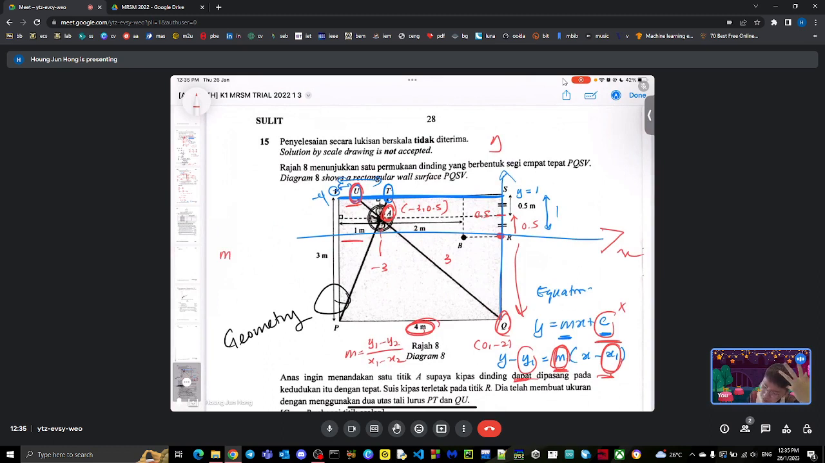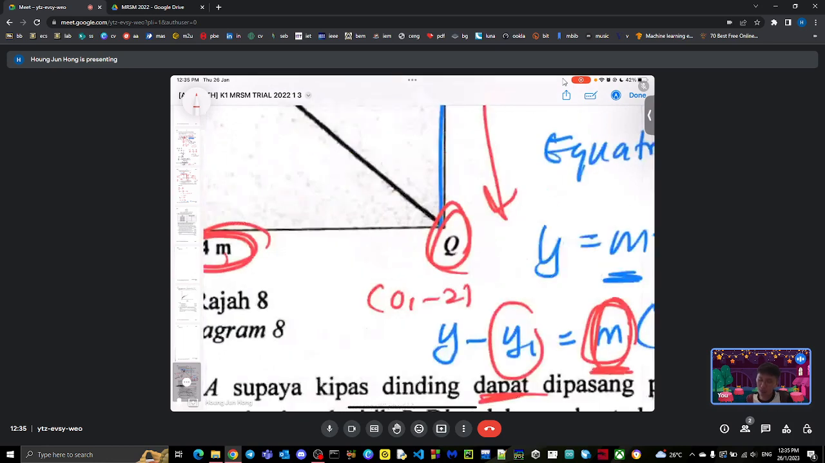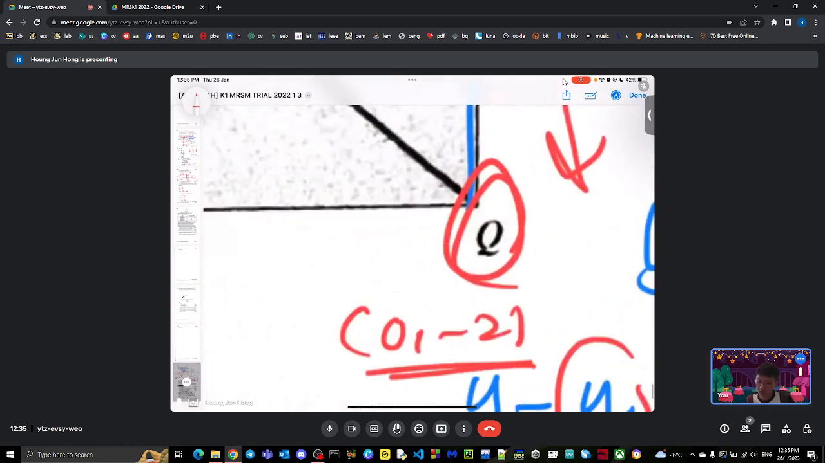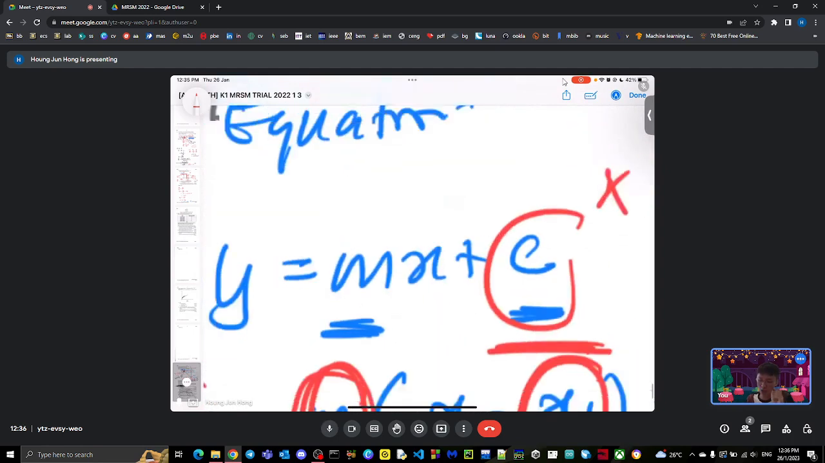So MUQ equals 0.5 minus 2 over -3 minus 0. So you will get what? How much is that? 6 over 5. Minus 6 over 5. Okay, this is the gradient for UQ. Now you have the gradient, you have a coordinate. Actually, to be precise, you have the y-intercept because this is the y-intercept, right? So you have m, you have c. You can form the equation.